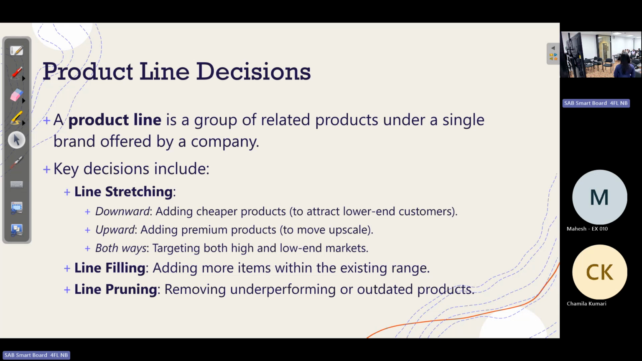And line pruning in the sense, if we have any products which are outdated, not matched with the current market technology, we are going to remove them from the product line. That's we call pruning. So any products that Apple remove. If they have stopped producing it, then we can consider them.